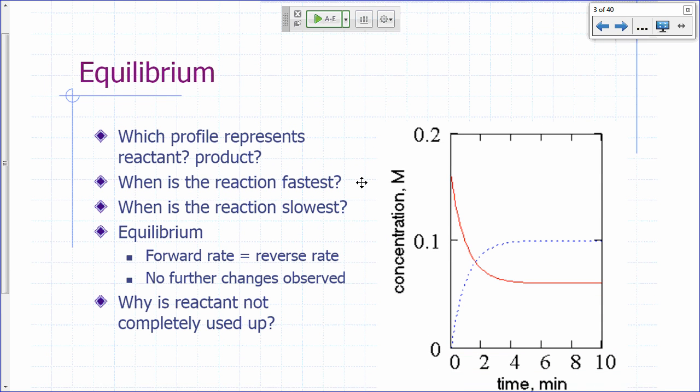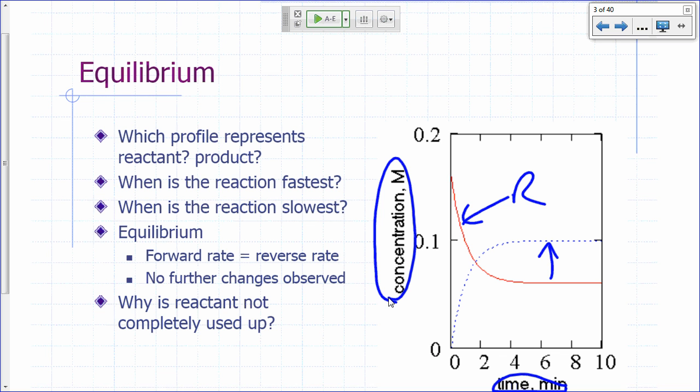Typically, when you have a reaction, the profiles for the reactants and products would look like this. This is concentration of reactant or product versus time. Which curve here would represent the reactant, and which one would represent a product? The red curve would represent the reactant, and the blue curve would represent your product.